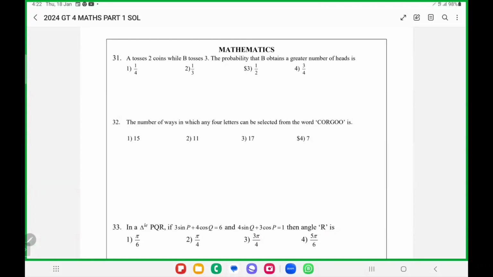In this Grand Test 4, I am completing the first 15 questions.